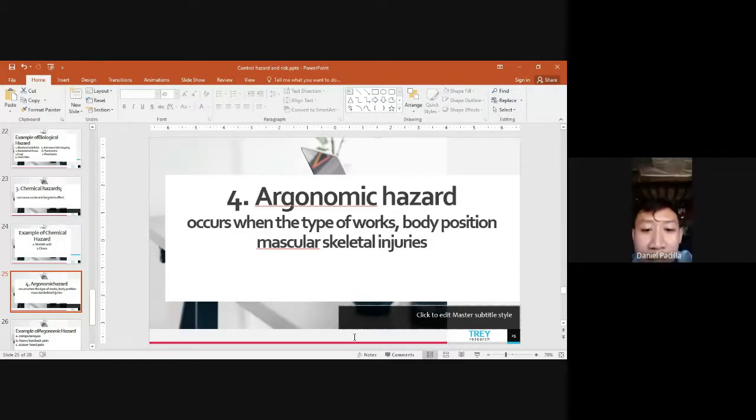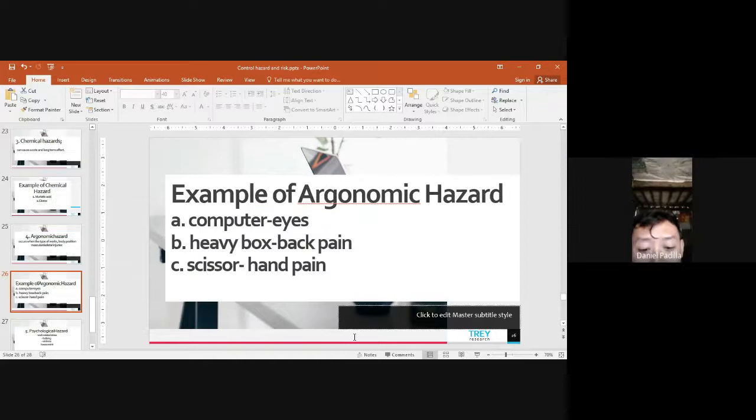So ang ibig sabihin ng ergonomic hazards is resulting... hmm, puwede pa-back up. Cyril Tabayoyong.